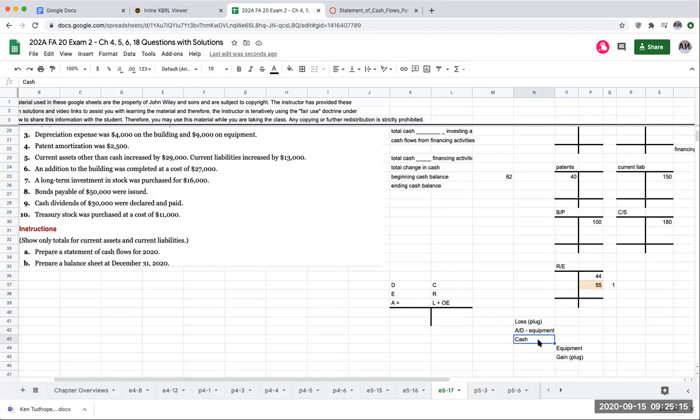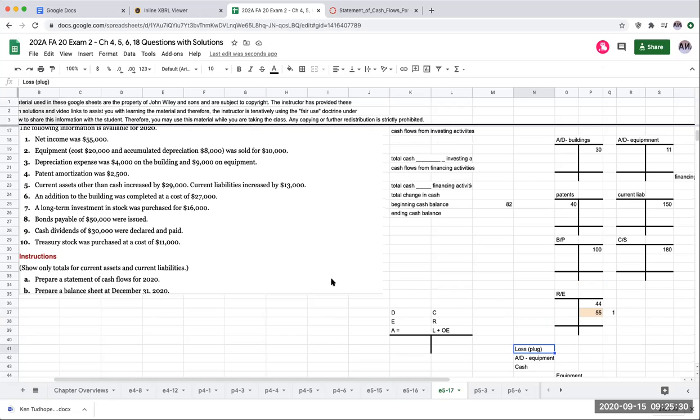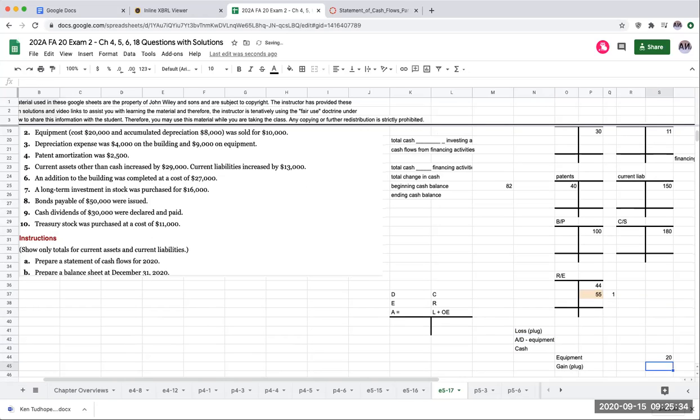The cash proceeds will be showing up as a debit, and then I'll have a gain or a loss in terms of my plug. My rule when I'm doing my cash flows this way is I take the balances that I put in that journal entry and I put them into the T accounts. So here, my equipment had a cost of 20. It had accumulated depreciation of 8 and was sold for 10.